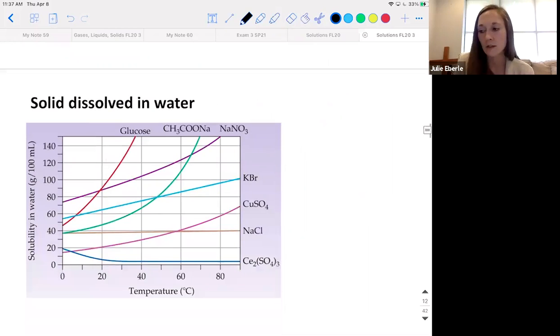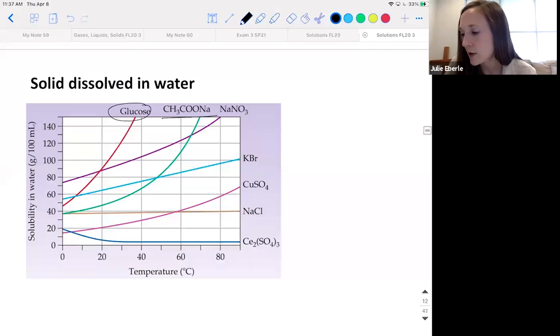So if we have a bunch of different solids, we're back to solids and liquids. You're going to have a problem on your homework that gives you a solubility chart like this, and then it asks you a question about it. So let's look at how to read these. We have all these different solids: glucose, sodium acetate, sodium nitrate, potassium bromide. The x-axis is temperature, the y-axis is solubility, and our units are grams per 100 ml. As you increase temperature, what happens to these data lines? They slowly go up, right?